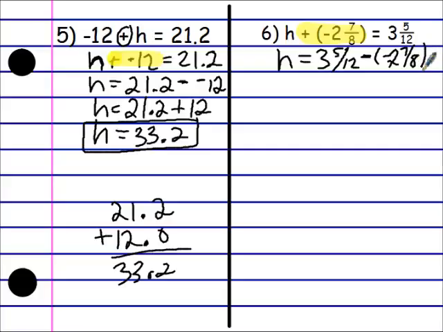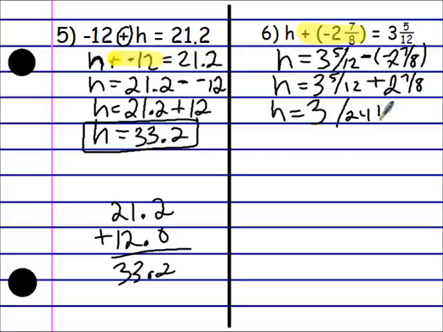Let's address our touching negatives here. We'll rewrite it. h is equal to 3 and 5/12 plus 2 and 7/8. What do we have to have in order to add our fractions? We have to have a common denominator. Our common denominator here is 24. So we have 3, denominator 24, plus 2, and denominator of 24.